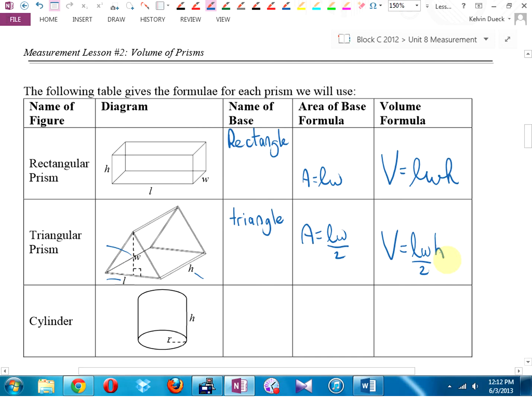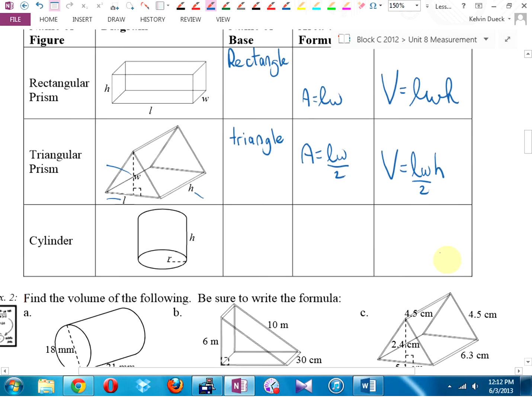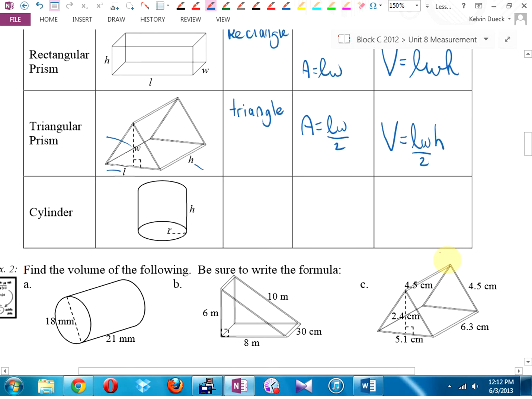Naomi, do you notice that volume equation is the same as the one above it, except divided by 2? What we're really saying is that triangular prism, it's half a box. Take a box, cut it in half. That's what you got. Cylinder, what shape is the base? Circle.